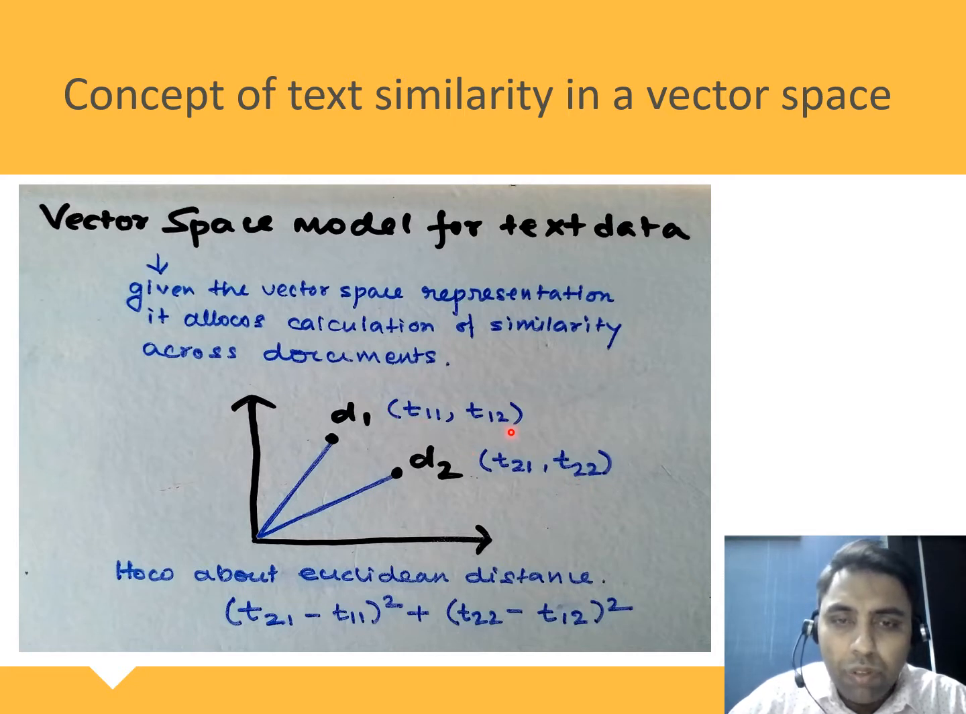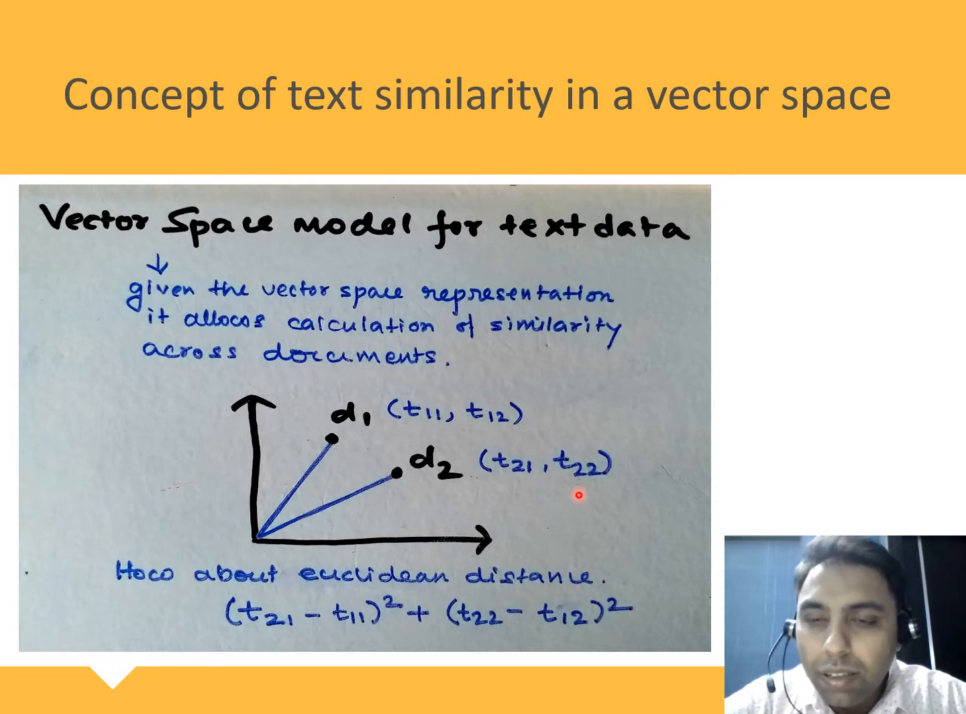So T11, T12 are the number of times the two unique terms are present in the document D1, and let's say T21 and T22 are again the frequency of the two unique terms that we have in the document D2.